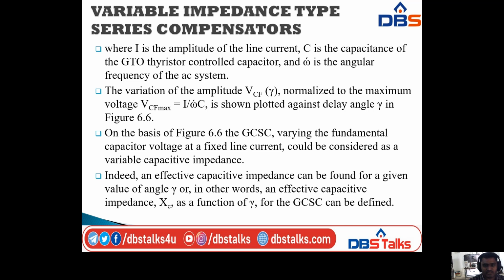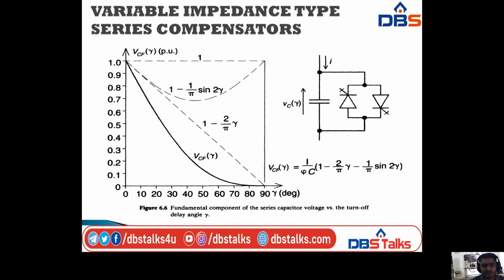From that equation, I is the amplitude of the line current, C is the capacitance of the GTO thyristor controlled capacitor, and omega is the angular frequency of the AC system. The variation of the amplitude VCF of gamma, normalized to the maximum voltage, that is 1 by omega C, is shown plotted against the delay angle gamma in figure 6.6, that is this one.